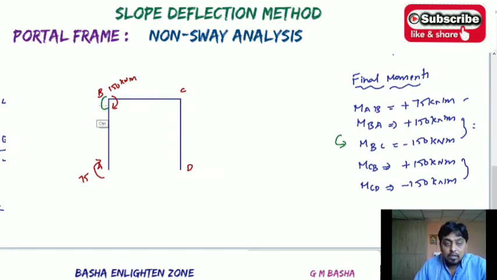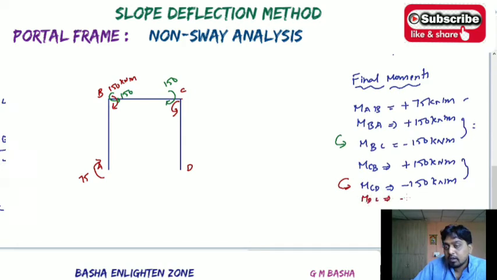This will be acting on this span, which is 150 kilonewton meter. In the same way, for CB there will be another moment acting like this, which is 150. In the same sense, for MCD there will be another moment, an anti-clockwise moment, which is 150. In the same sense, MDC will be minus 75 kilonewton meter, and here minus means anti-clockwise. So like this, an anti-clockwise moment will be acting on the particular span.